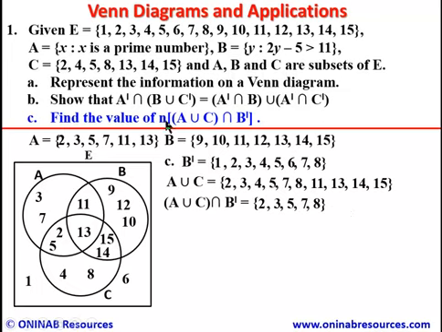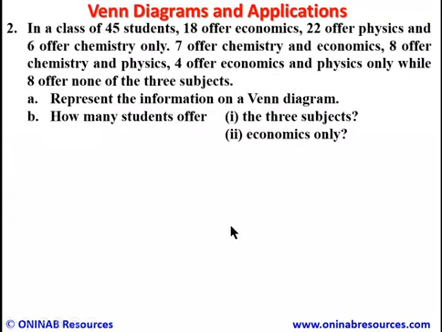Now the n of A union C intersection B prime means the number of elements in this set. So we count 1, 2, 3, 4, 5. So we have it as 5. There are 5 elements in A union C intersecting with B prime. So that is the end of the solution to this problem 1. We go to problem 2.